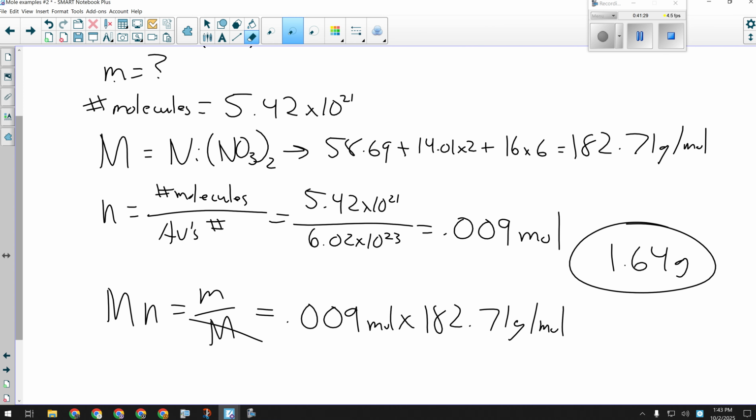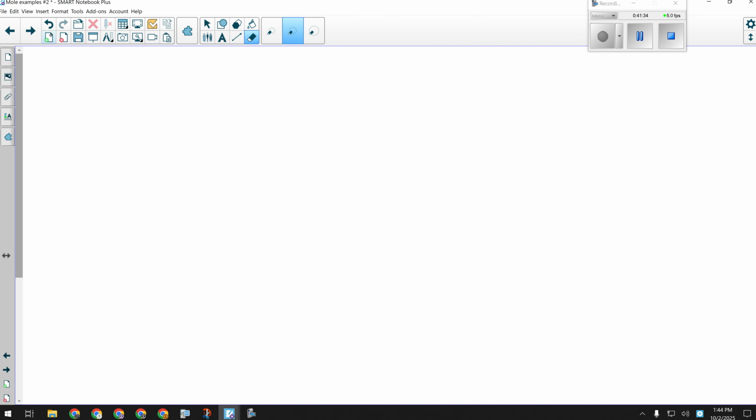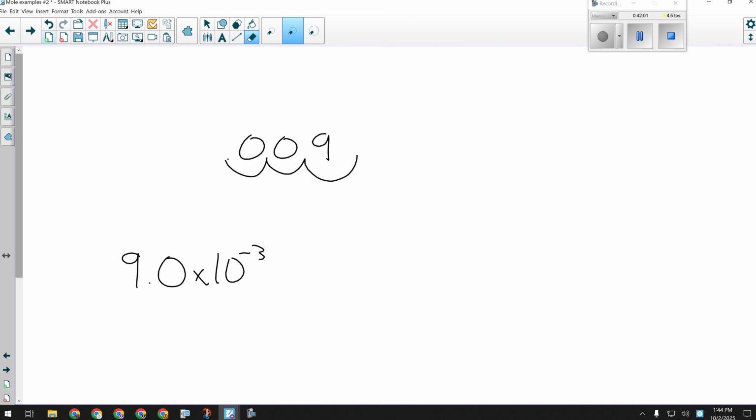Okay, you may or may not have learned about scientific notation yet. Scientific notation is a way of representing either really, really large numbers or really, really small numbers in a more reasonable format. Okay, so 0.009 in scientific notation is 9.0 times 10 to the -3. If the exponent is negative, it means the number is really small. It means I've moved the decimal 1, 2, 3 places to the right. And I'm representing that really small number as a factor of 10.